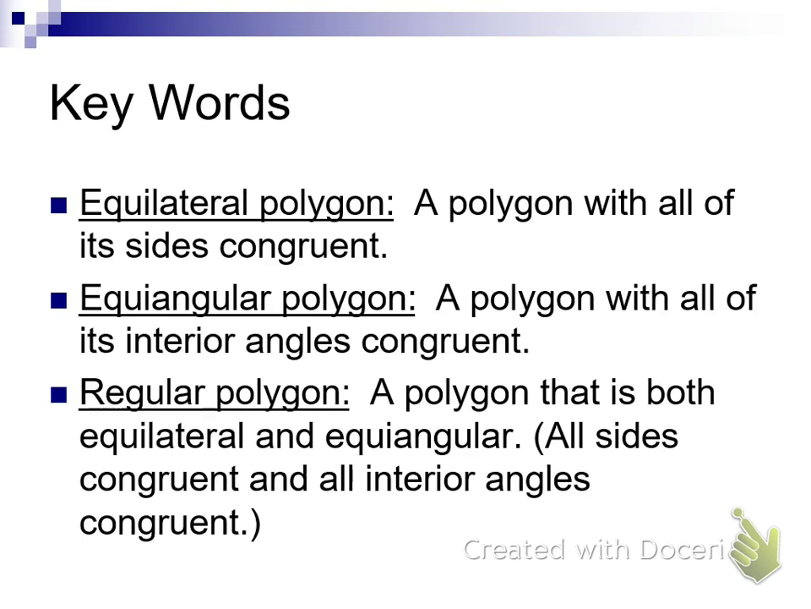A regular polygon is both equilateral and equiangular. So all sides are congruent, all interior angles are congruent. For it to be regular, it does also technically need to be convex. So convex only. We would not consider concave polygons to be regular.